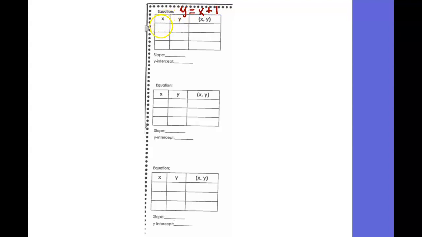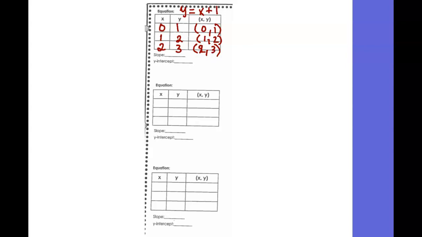I can use 0, 1, and 2. I could use 0, 2, 4. I can use 0, negative 1, negative 2. It doesn't matter. If my x is 0, my input is 0, 0 plus 1 would be 1 for my output. So my ordered pair would be 0, 1. Here I have a 1 as my input. 1 plus 1 is 2. So input of 1, output of 2. And then 2 would go in and I would have an output of 3. So we'd have 2 and then 3.